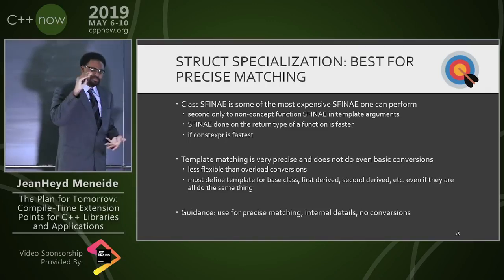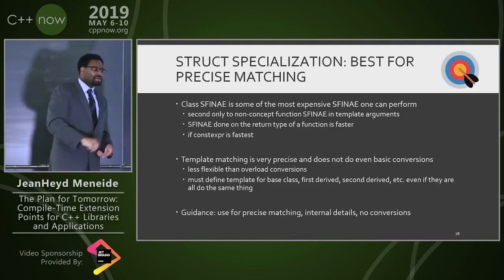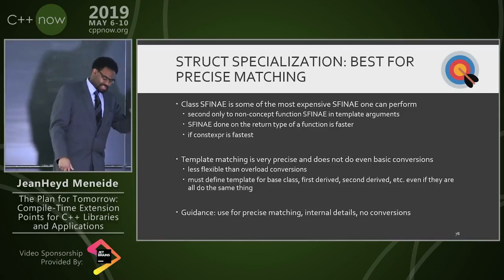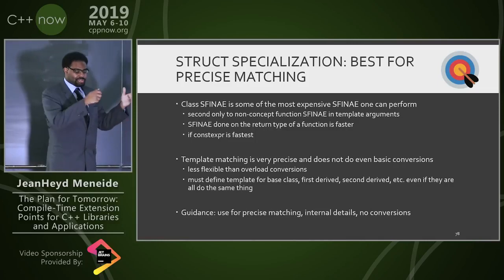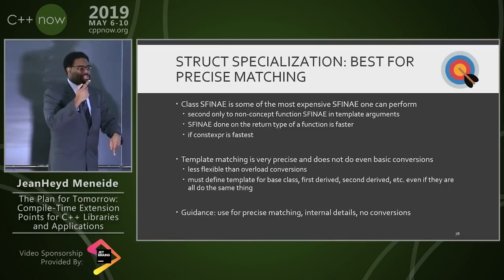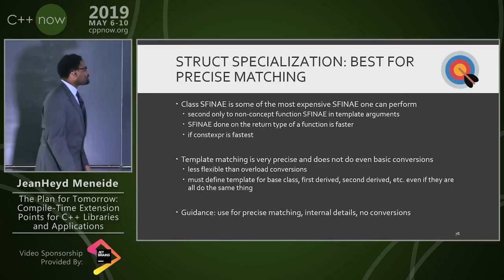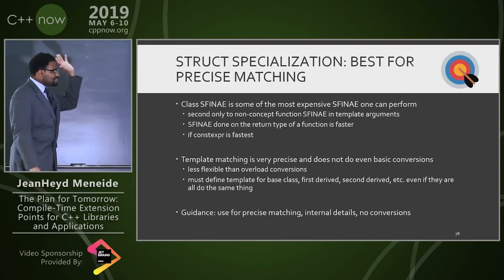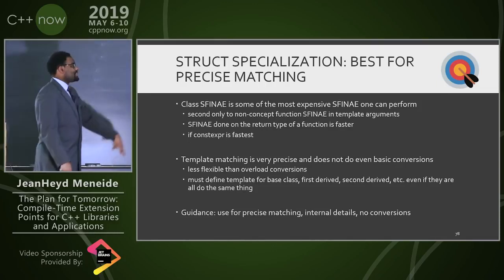Because before I had like 20, 30 of these struct specializations, right? And it was really eating compile time. I wrote a blog post about how much compile time I saved, and basically it came a lot from getting rid of std::enable_if, getting rid of overload resolution on templates, and using more if constexpr internally once the type was figured out. But yeah, so template matching is very precise, except if you use concepts.